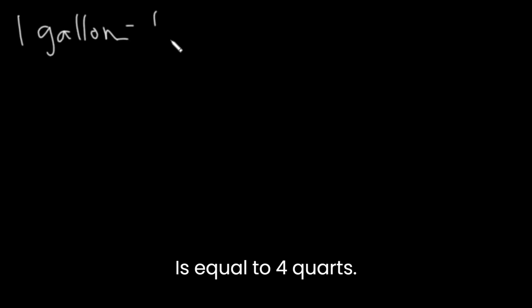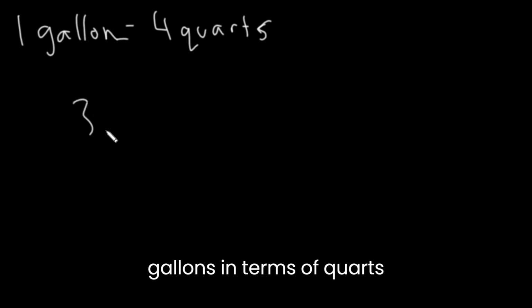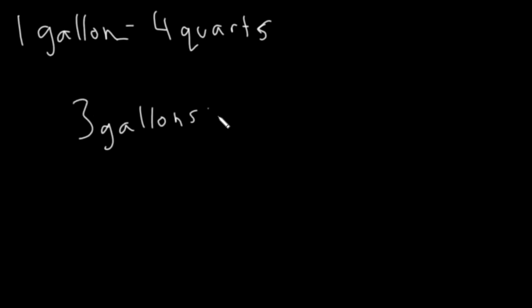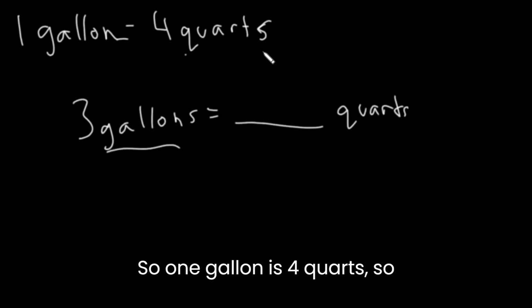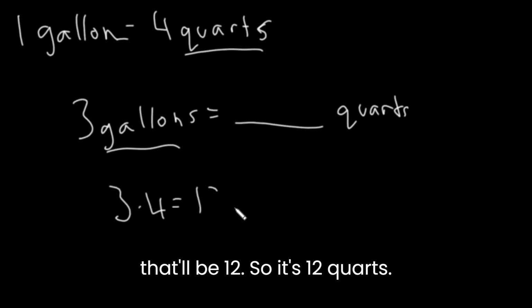The next important conversion factor is 1 gallon is equal to 4 quarts. So let's say we want to find 3 gallons in terms of quarts. So 1 gallon is 4 quarts. So 3 gallons will be 3 times 4. So that'll be 12. So it's 12 quarts.